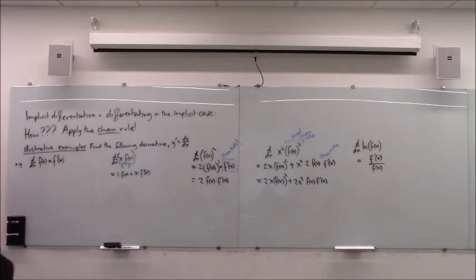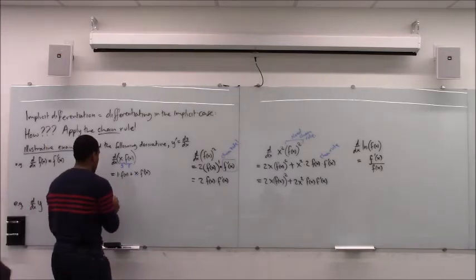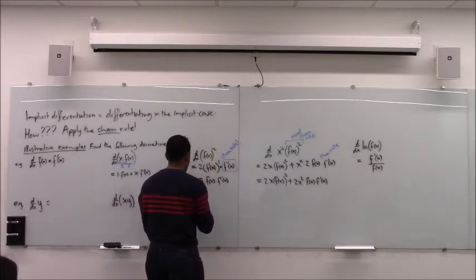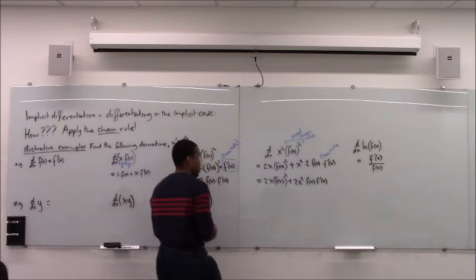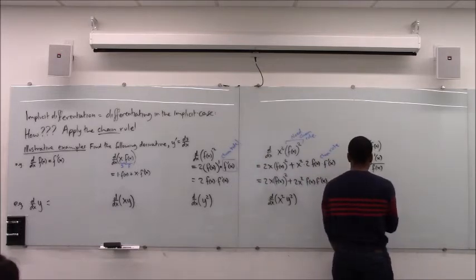So here's another way I want you to look at this. We're going to look at the same examples, but I'm going to change the notation slightly. Instead of writing f of x, I'm going to write y. Over here, the derivative with respect to x of x times y. Over here, the derivative with respect to x of y squared. Over here, the derivative with respect to x of x squared y squared. Over here, what is the derivative with respect to x of ln of y?